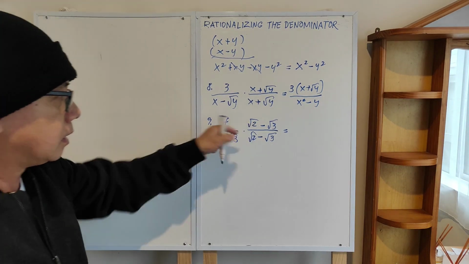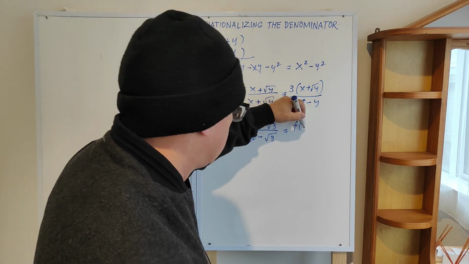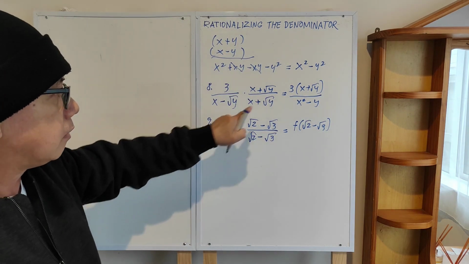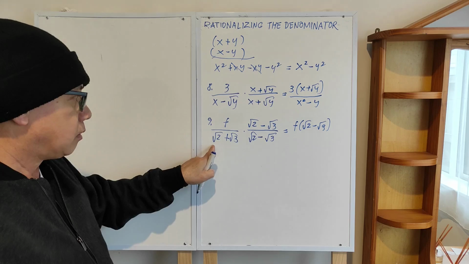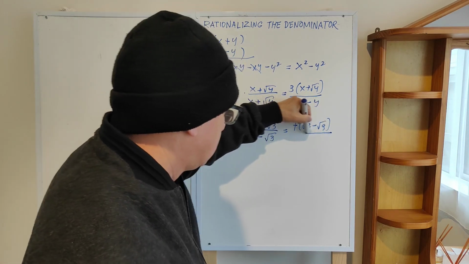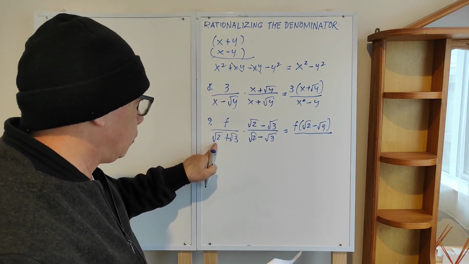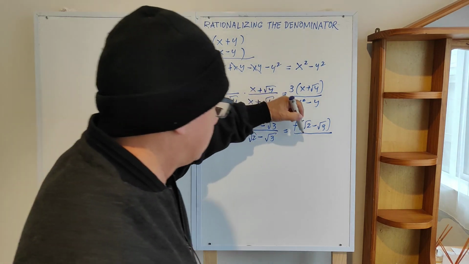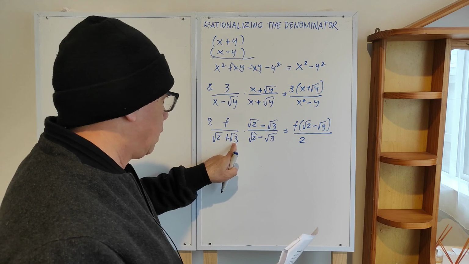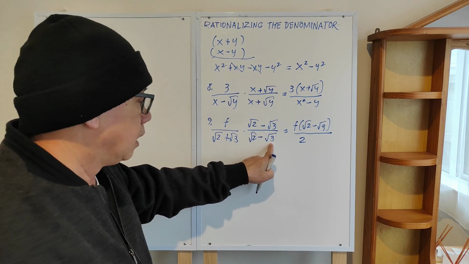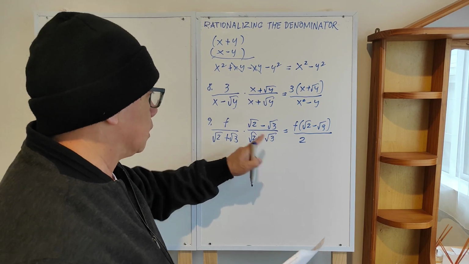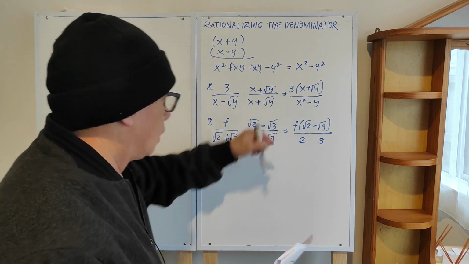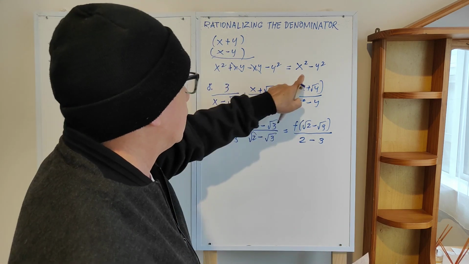So we just multiply the top, f times square root of 2 minus square root of 3. But in the bottom, like what we did before, this will be squared. So the square root of 2 times square root of 2 is square root of 4. It becomes 2. And then square root of 3 times square root of 3 is square root of 9, which is equal to 3. And then we put the negative sign.